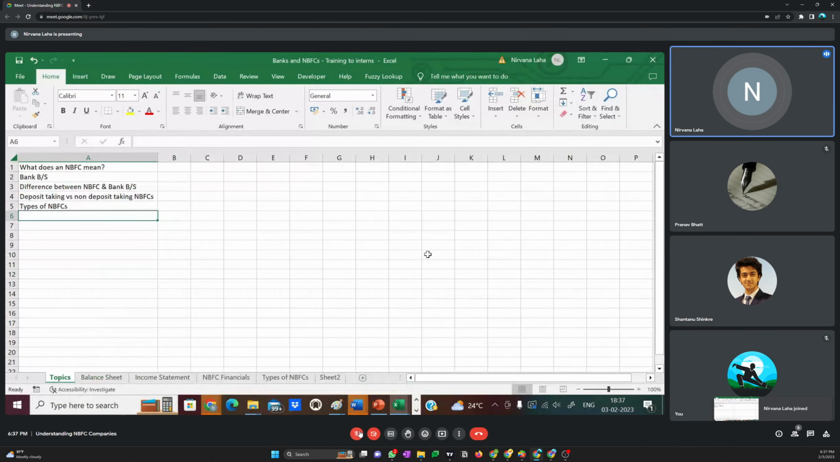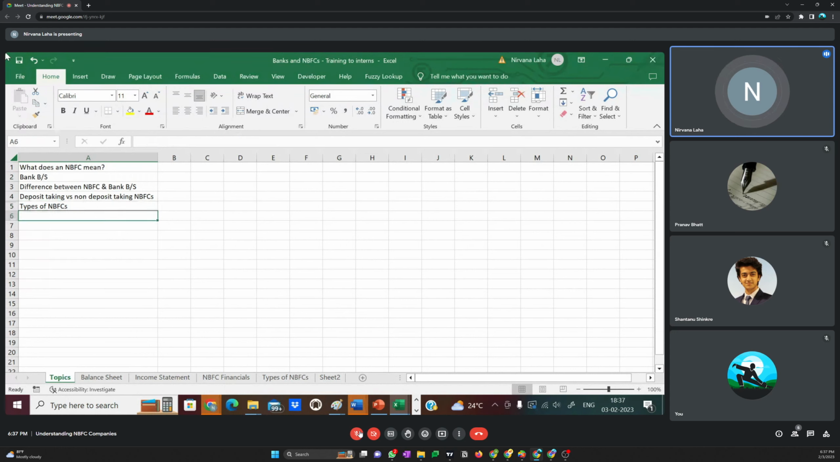So we've already discussed banks, right, guys? Now we are going to discuss the sister industry of banks, which is the NBFC industry. This is broadly what we'll cover. What is an NBFC? We'll again go through the bank balance sheet and the profit and loss statement very quickly. Then we look at the differences between an NBFC and a bank. Then we'll look at what is a deposit taking NBFC versus a non deposit taking NBFC. And we'll look at the types of NBFCs that are there.